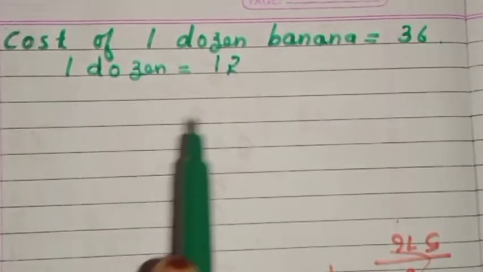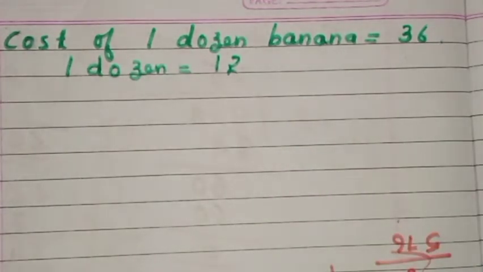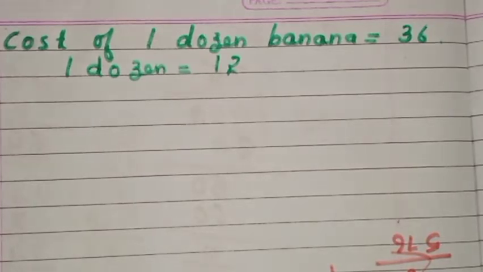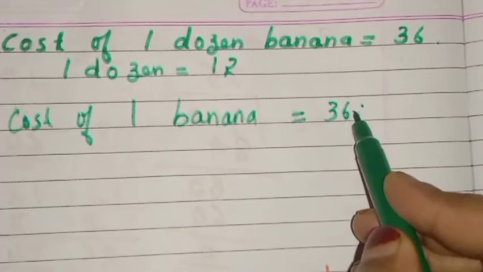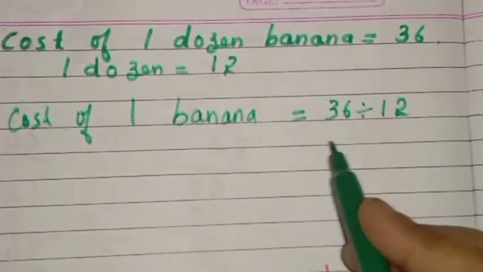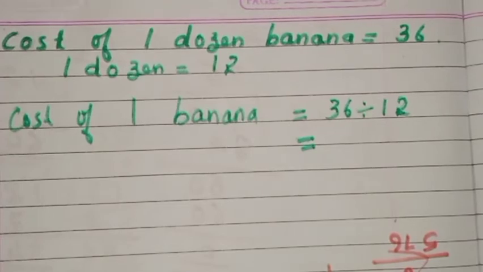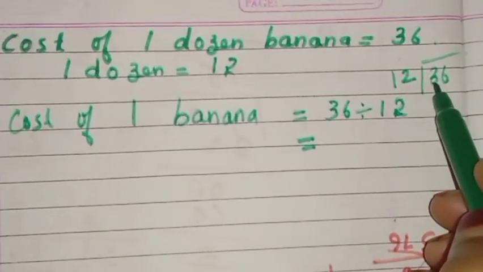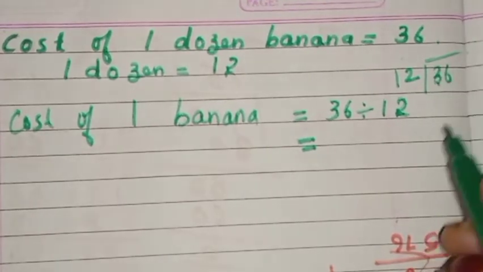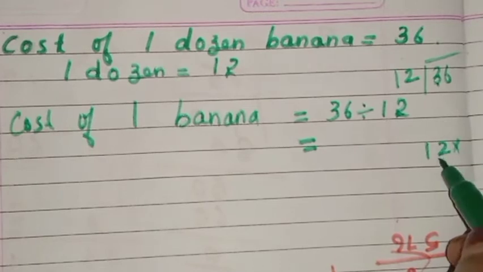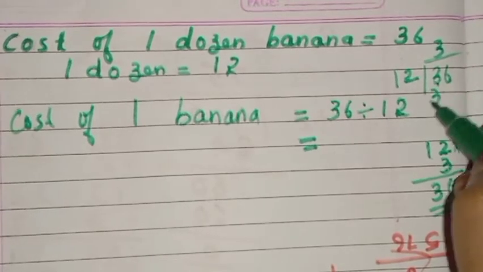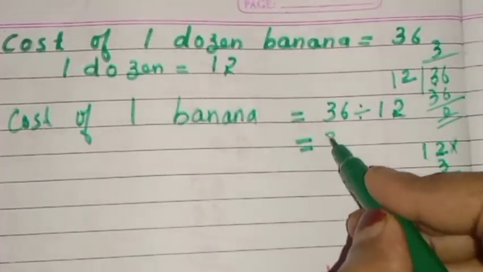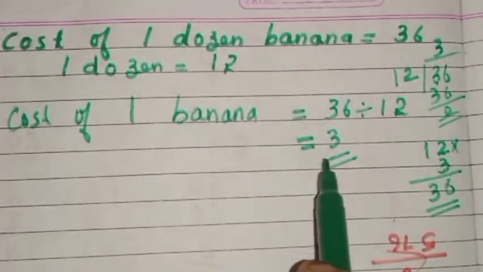That means the cost of 12 bananas is how many rupees? 36 rupees. Okay. So what is in the question? Find out the cost of 1 banana. So next step, we can write the cost of 1 banana equals 36 divided by 12. Then using multiplication you can find out the answer. 36 divided by 12, that is 12 into 3. 12 into 3 is 3 2s are 6, 3 1s are 3, 36. So 3 into 12 is equal to 36. So here we get 3 rupees. The cost of 1 banana equals 3 rupees.